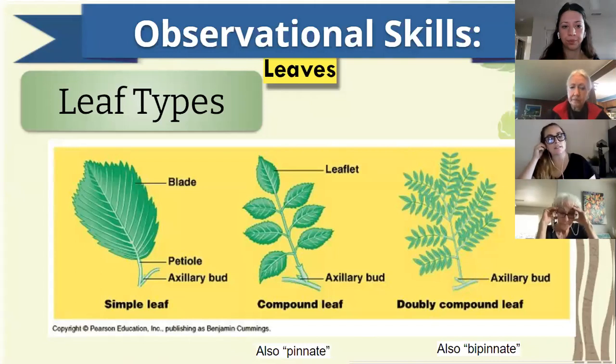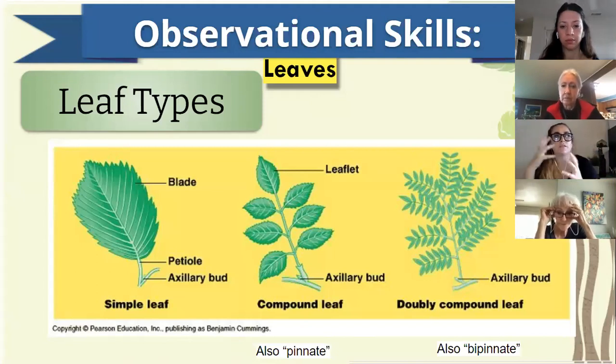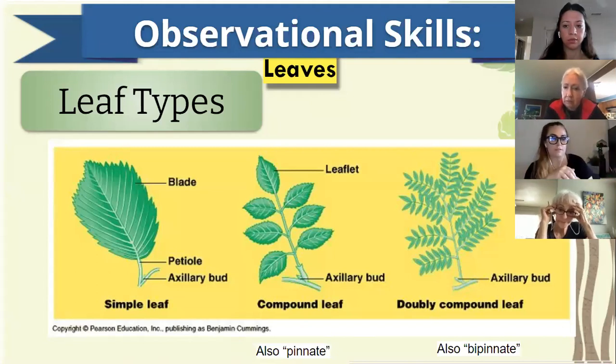All right, we're going to get into some leaf types. Again, you don't have to memorize bipinnate compound or anything like that. But leaf types are super important to know when you're looking at a tree, when your teammates are saying, what kind of tree is this? What kind of leaves do they have? They're single leaves, or they're compound leaves, doubly compound leaves, and the difference between them. So sometimes it's kind of hard to tell.